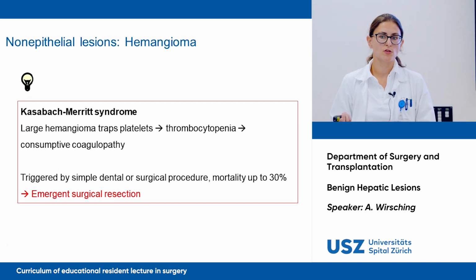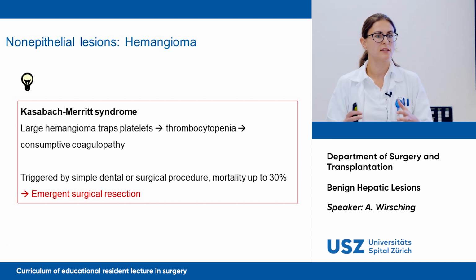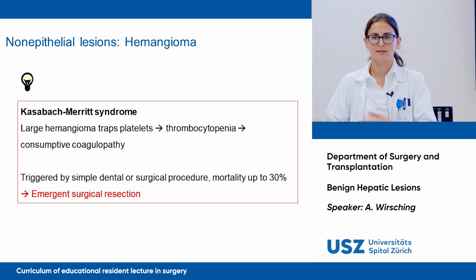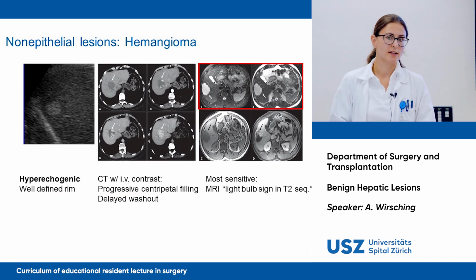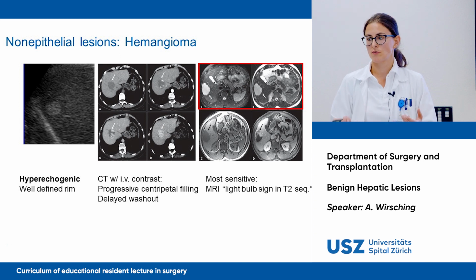What is troublesome, and one should quickly look at, is the Kasabach-Merritt syndrome. This is especially in very big hemangiomas when thrombocytes are trapped and fibrinolysis is induced in this big lesion. Then this can go to the system and also cause, in the end, a consumptive coagulopathy in the patient. And the therapy is to remove the hemangioma as fast as possible. The hemangioma also has a very specific and clear radiologic diagnosis.